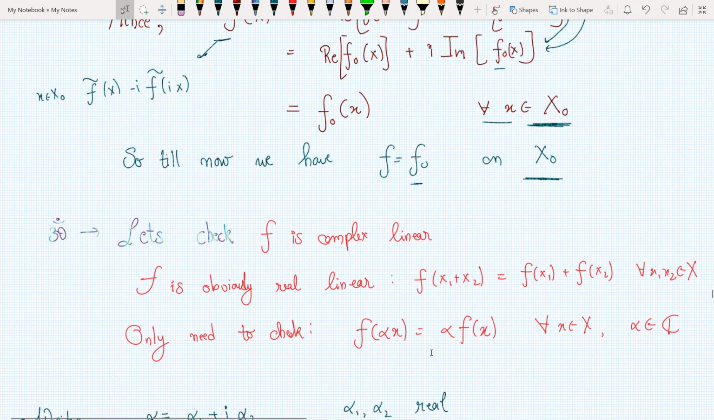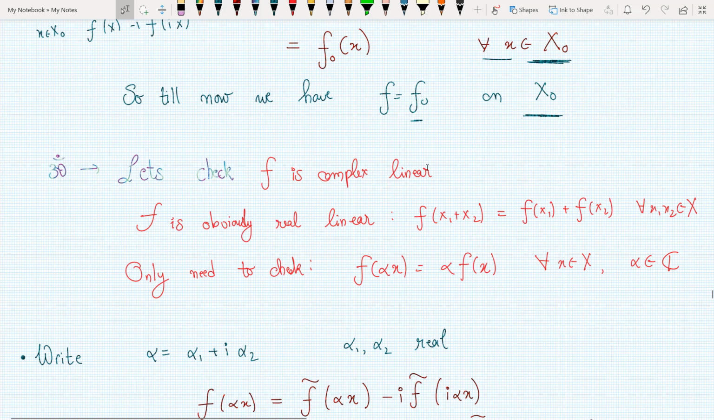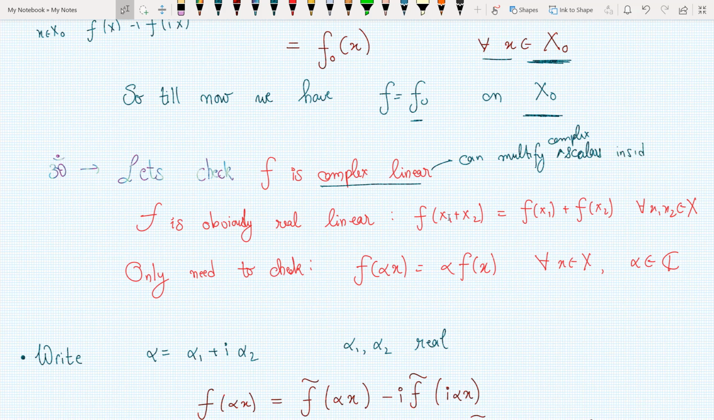So now it's the time to check that f is complex linear. How would I check that? So f is obviously linear, or real linear. What do I mean by complex linear again? What I mean by complex linear is I can multiply complex scalars inside the function.